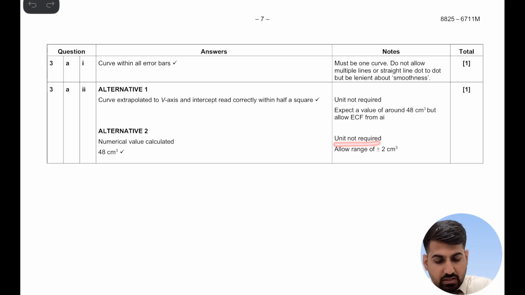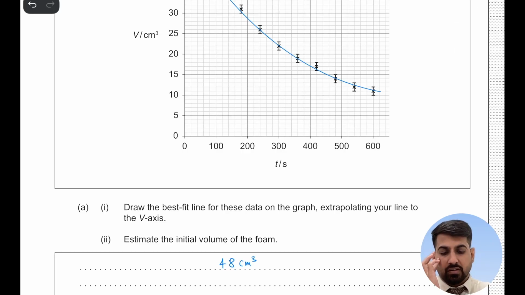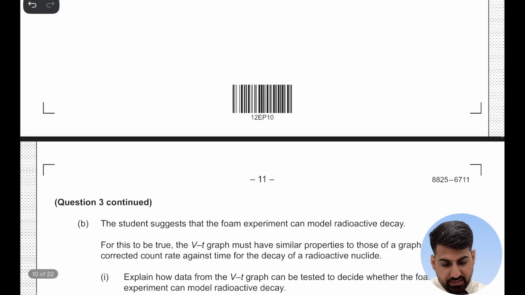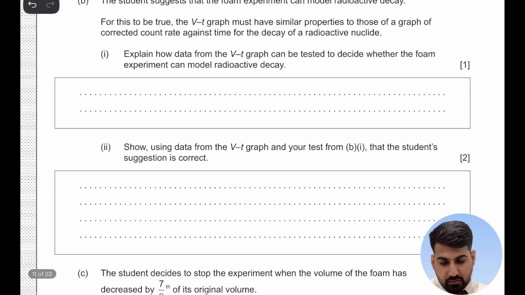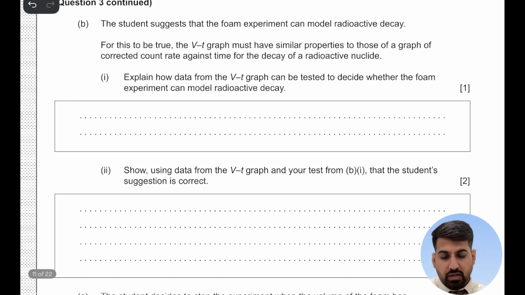You can see units are not required, but it's already given, so write it down. Allow the range of plus minus 2 centimeter cube. So if your answer is like 46 to 50 centimeter cube, that answer will be considered correct. Okay, it's an easy one. Now pause for part B. Solve both part B first and second. Give it a try. This is a good one.